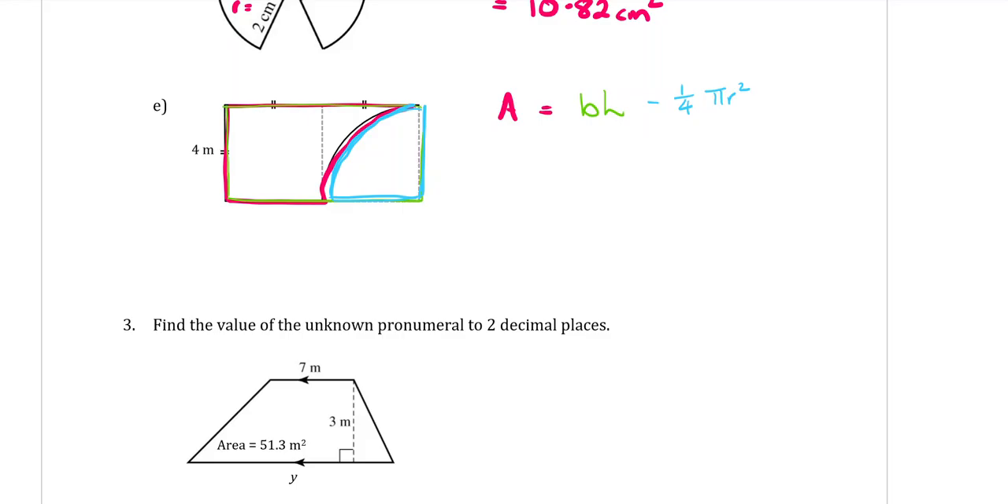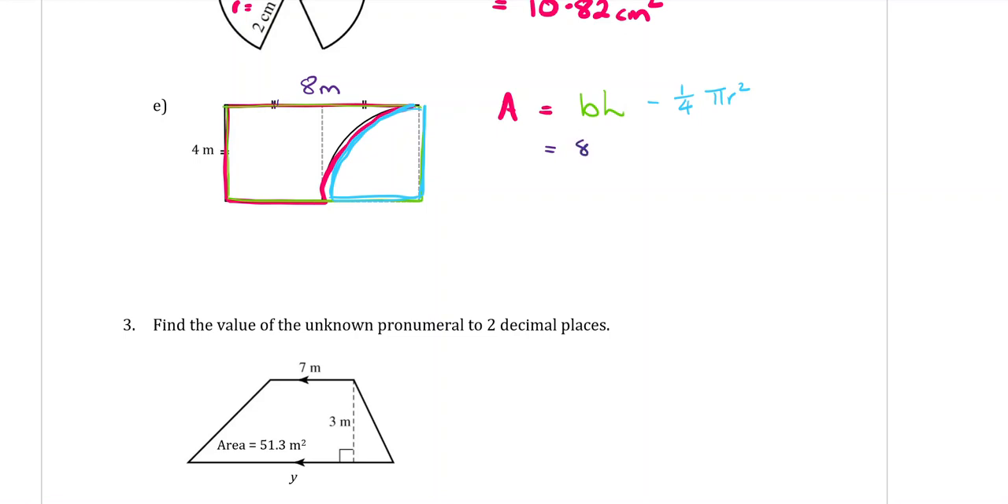So subbing into the formula, the base times the height, so the base of my big rectangle, I have this 4 here, and then because of the markings, it'd be 4 and 4 across the top here, so it'd be 8, not centimeters, meters in total for the base of that rectangle.